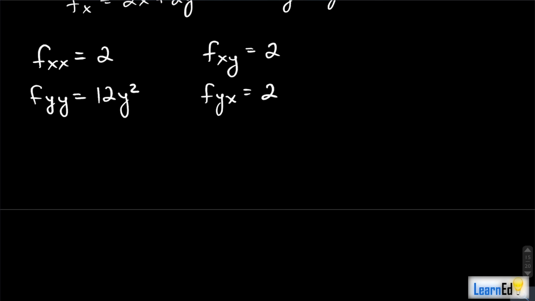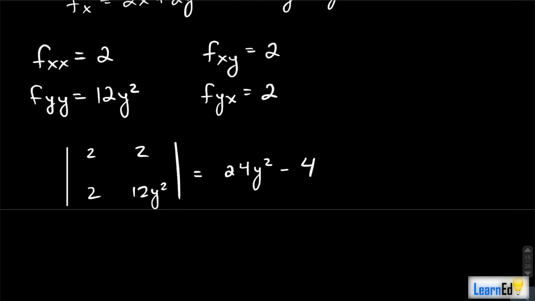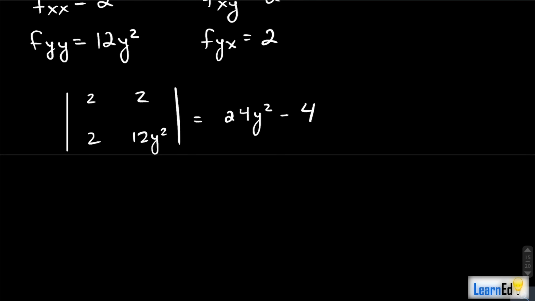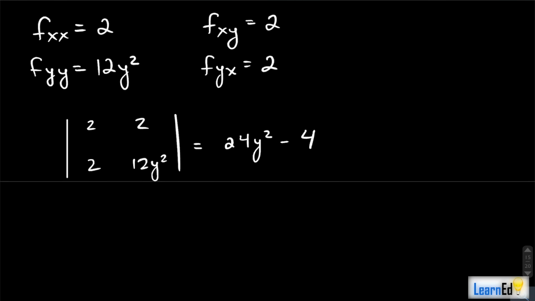But we're going to make our matrix now. 2, 2, that's not 2, that's 12y squared. I put it in the exact wrong place. You guys can tell that I'm getting tired in my videos. All right, so we got 2 times 12y squared, which is 24y squared, and then you have subtraction 4. And now we have our function for D.